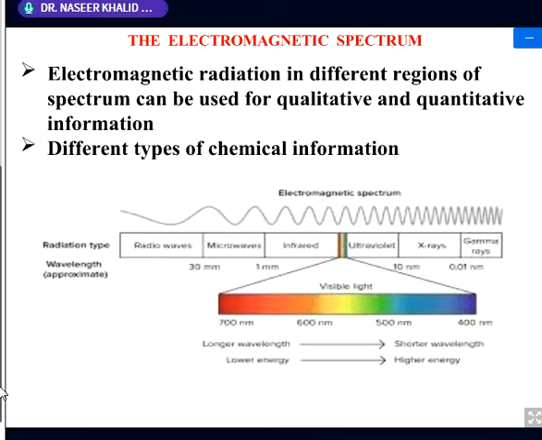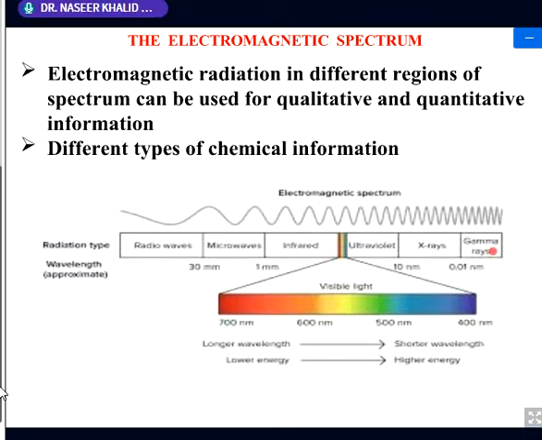Now, when we say electromagnetic radiation, it has different regions that can be used for qualitative as well as quantitative information. There are different types of chemical information. For example, this is the whole spectrum, which is coming from the sun.